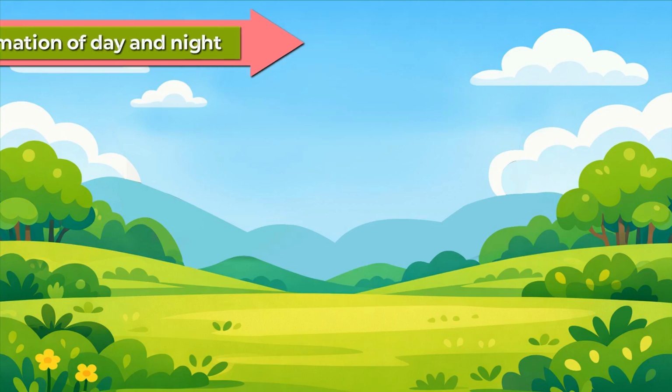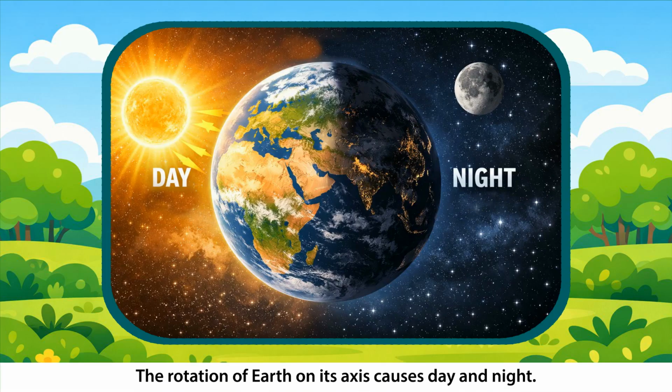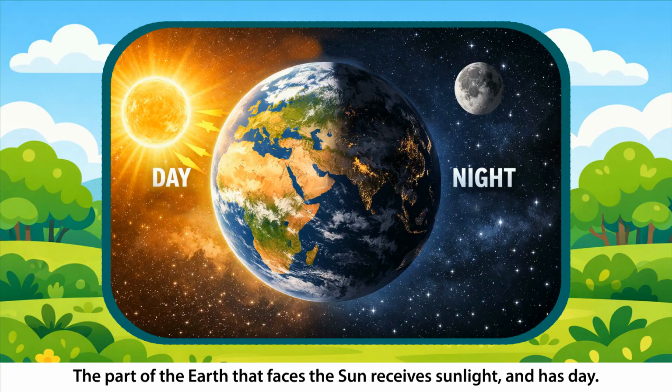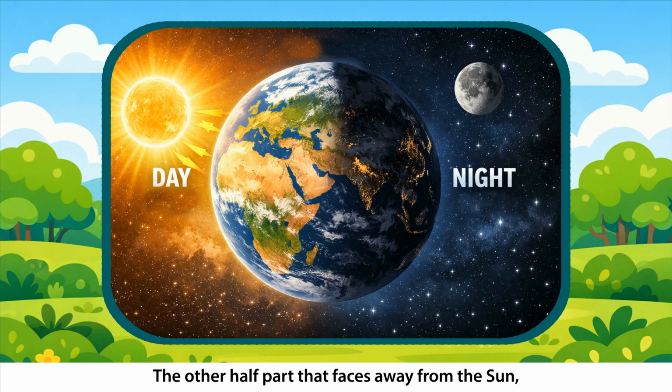Formation of day and night. The rotation of Earth on its axis causes day and night. The part of the Earth that faces the sun receives sunlight and has day. The other half part that faces away from the sun does not receive any sunlight and thus has night.